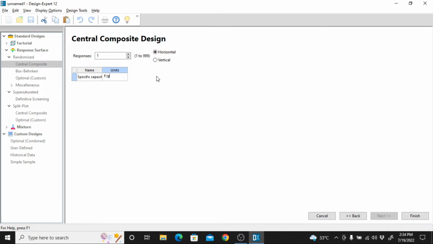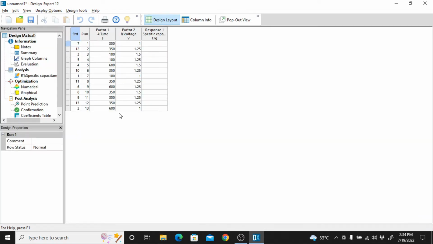Okay, if you have two responses, for example, you also want to see the charge transfer resistance, you can increase this one to 2 and put here charge transfer resistance, the unit might be ohm. So it depends on your study. Okay, then click finish. After you click finish, the Design Expert software will generate 13 experiments for you, depending on the parameters.